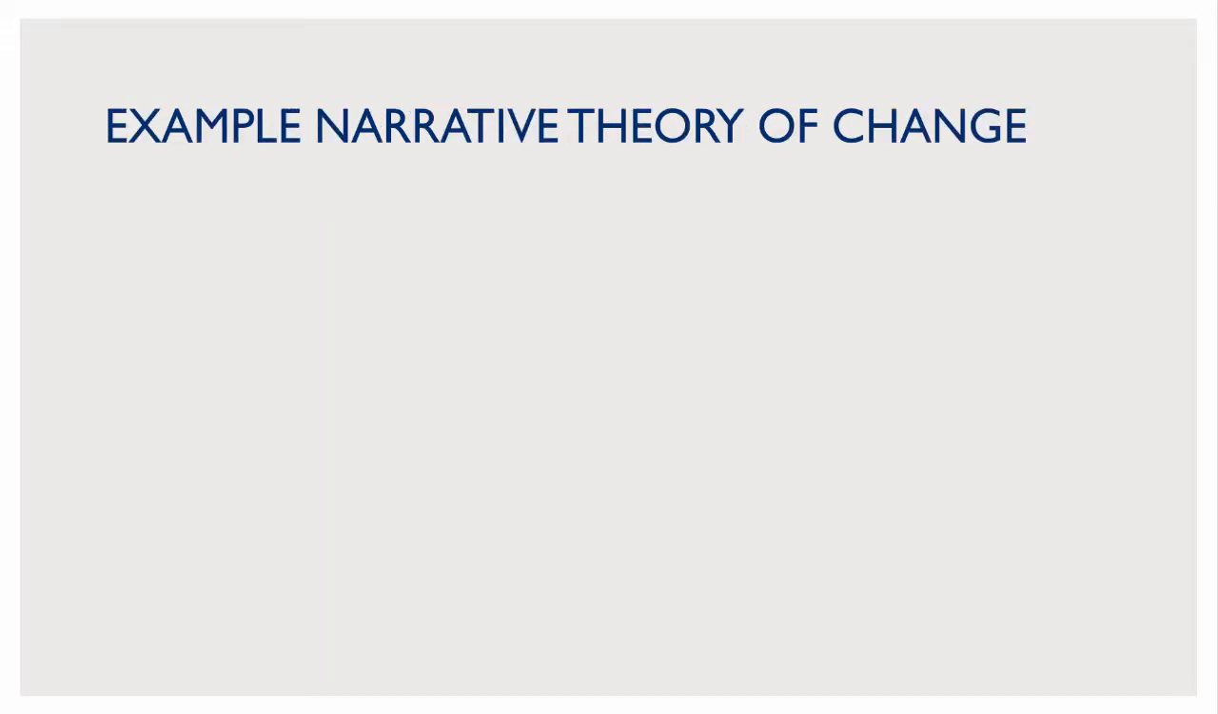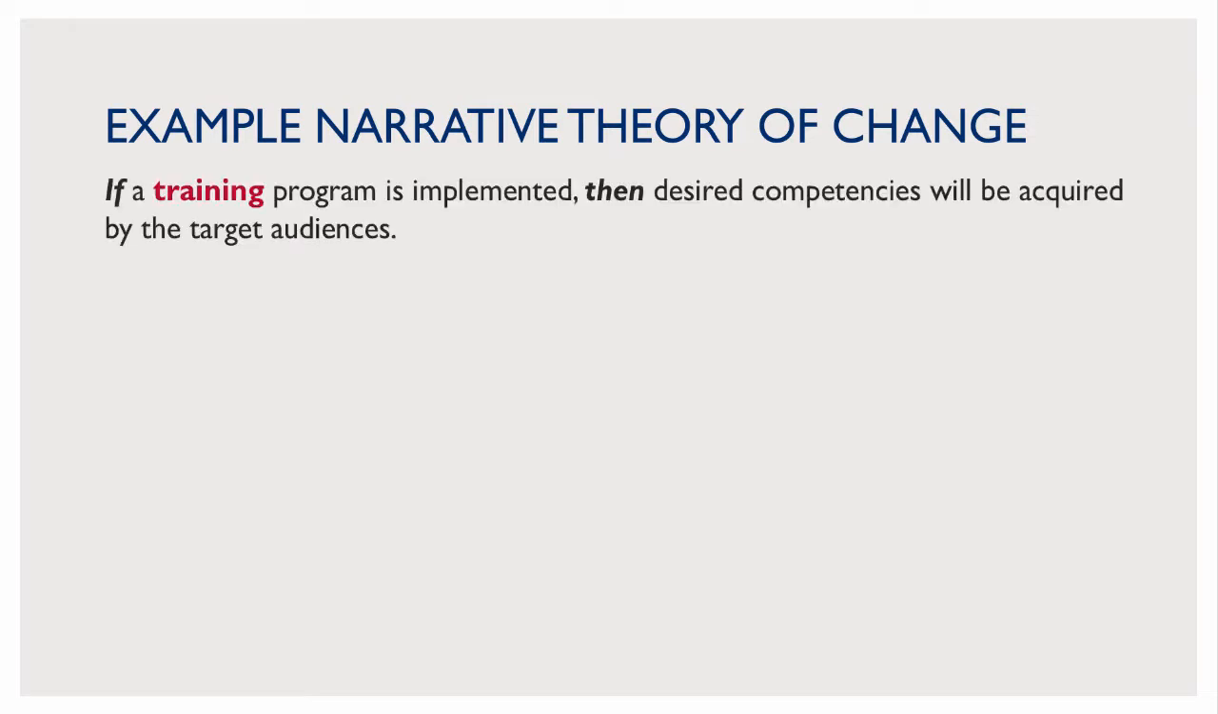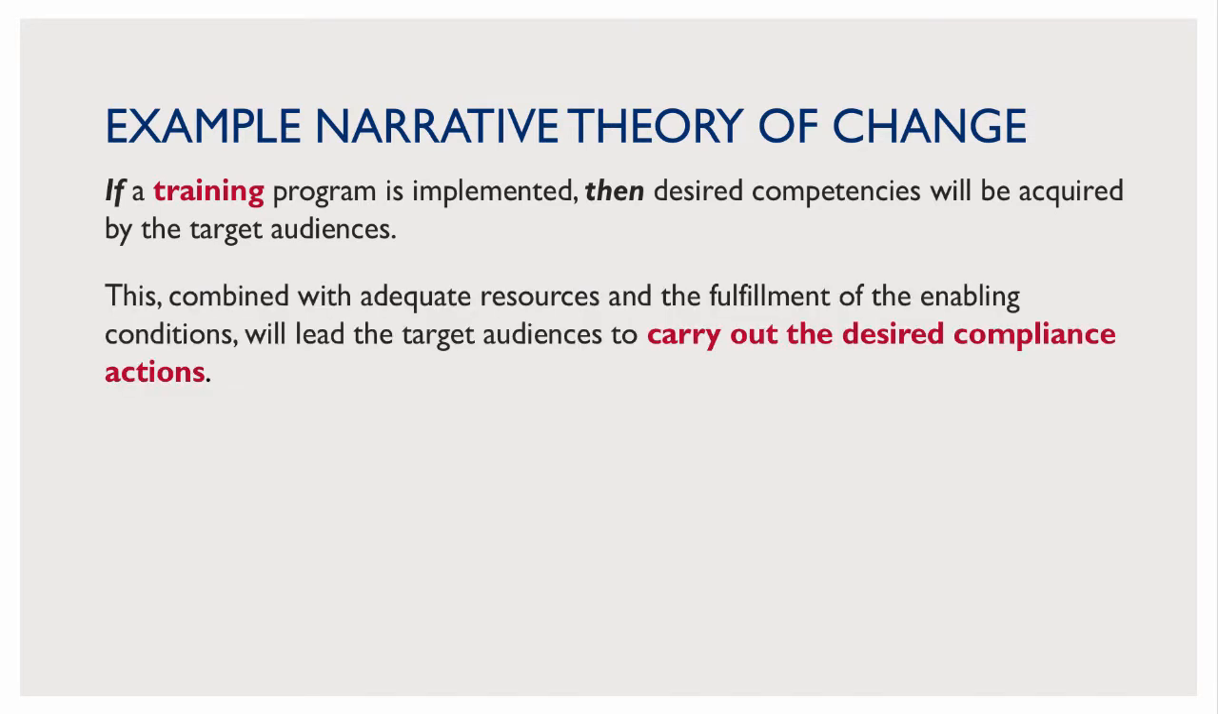Let's look at an example of a narrated theory of change. In this example, a team wants to describe how training to combat wildlife crime will contribute to improvements in the status of key species. Their theory of change might read as follows. If a training program, for example, wildlife enforcement, is implemented, then the desired competencies will be acquired by the target audiences, which in this example may include park rangers in a wildlife reserve. This, combined with adequate resources and the fulfillment of certain enabling conditions, will lead the target audience to carry out the desired compliance actions, such as setting and enforcing wildlife laws.